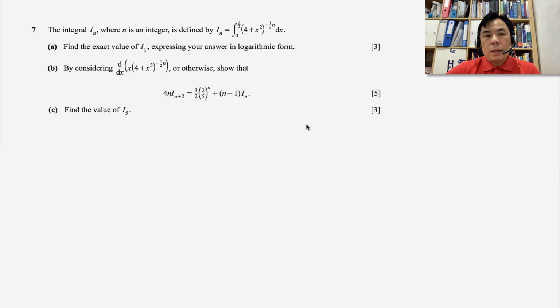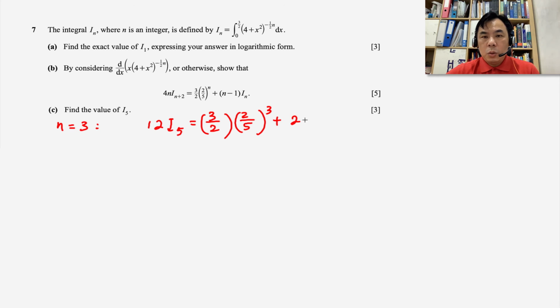Right, let's take a look at C here, I_5, by using this iterative formula. So we will have I_5. So we can start off from n equal to 3. So let n equal to 3. We will have 3 times 4 here, 12. And then that will give us I_5. And then you have a 3 here. And then 2 I_3. Okay, that's what we have.